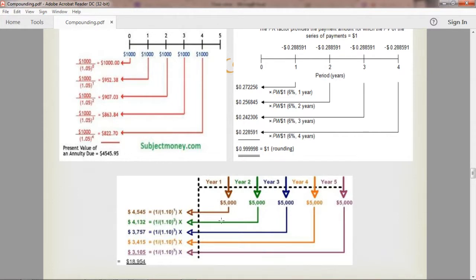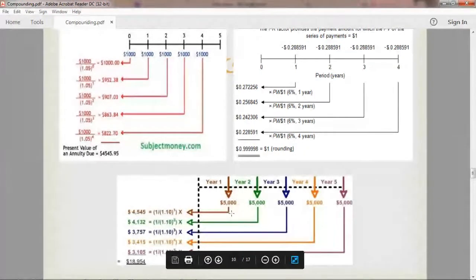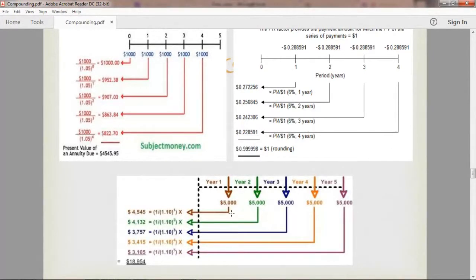And our question is then, what's the present value of all those annuities today? So what is it worth today? Hmm? Why do we want to know? I'll get to that. Why do we want to know the present value of all those future cash flows?